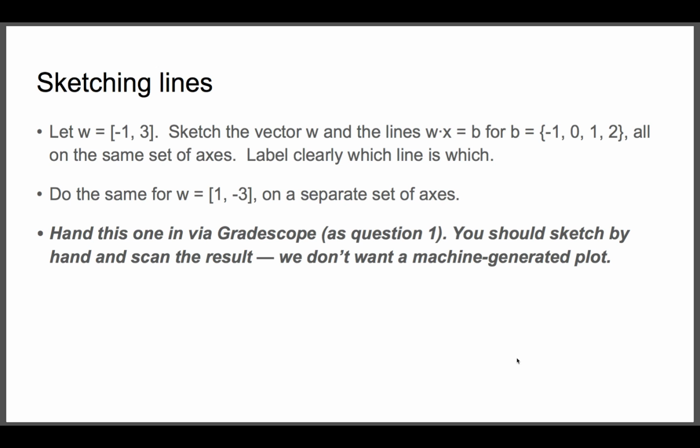All right. So now what we'd like you to do is sketch, just like I did on the previous plots, a couple of different lines. Here's a vector w equals (-1, 3). Sketch the vector w itself as well as the lines w dot x equals b for these 4 different values of b. Sketch them all on the same set of axes and clearly label them. Then do the same thing for this other vector, w equals (1, -3), which is the negative of that vector, but on a separate set of axes. So you'll make 2 plots.